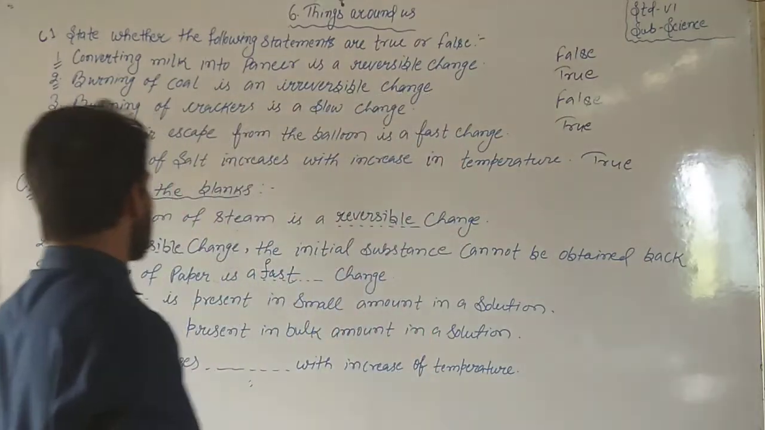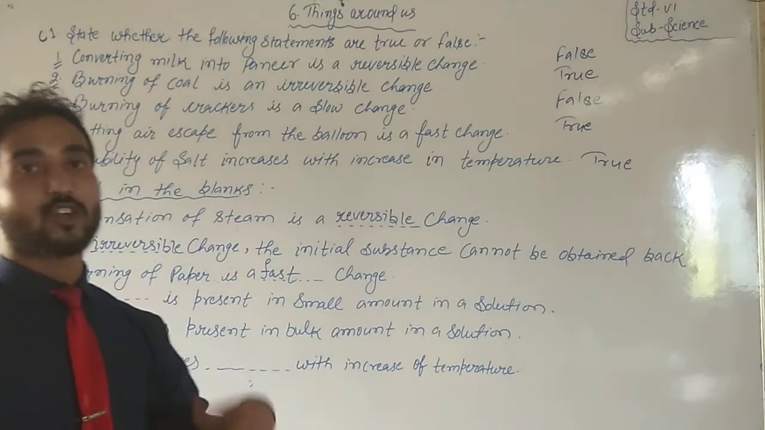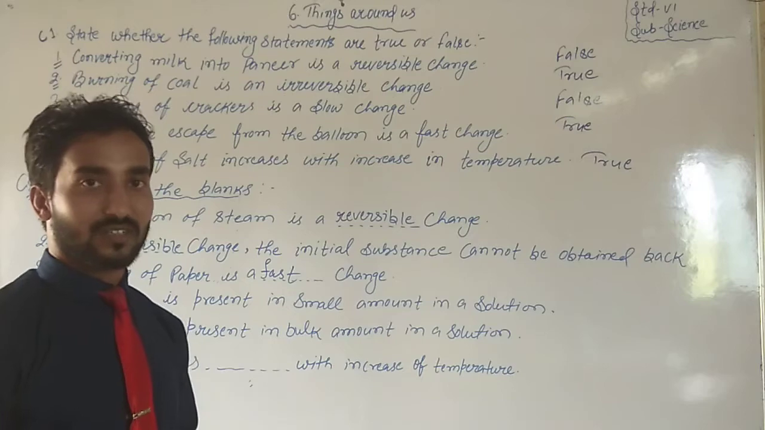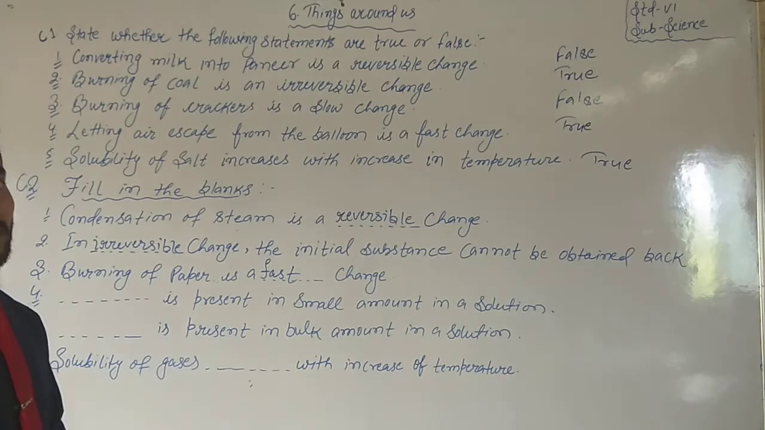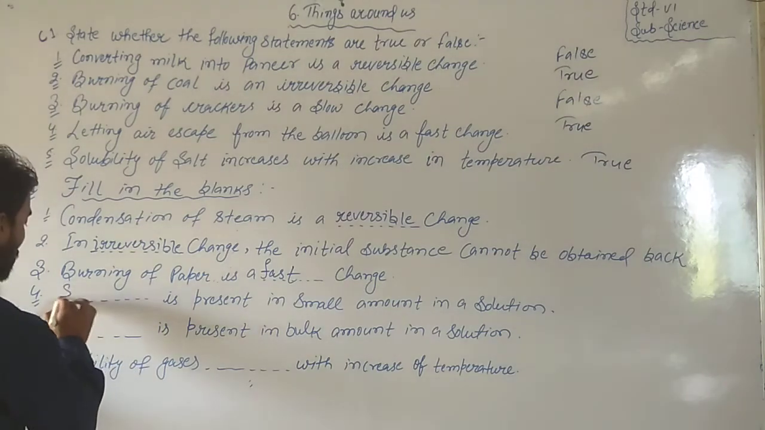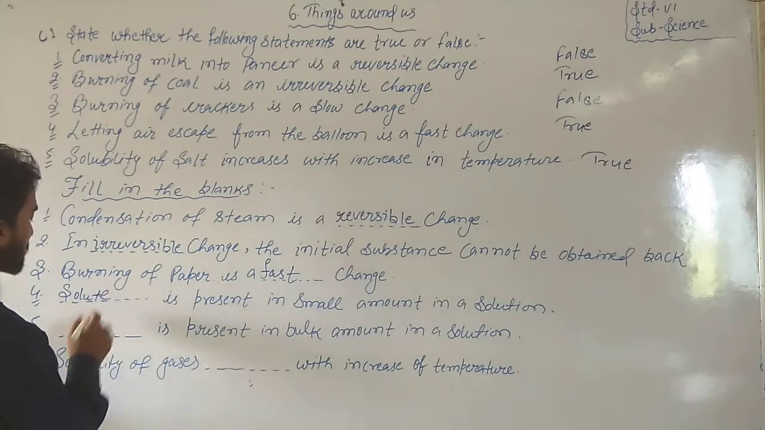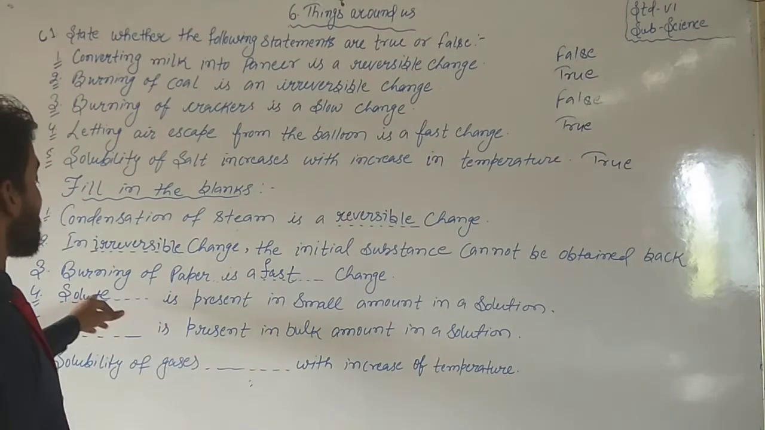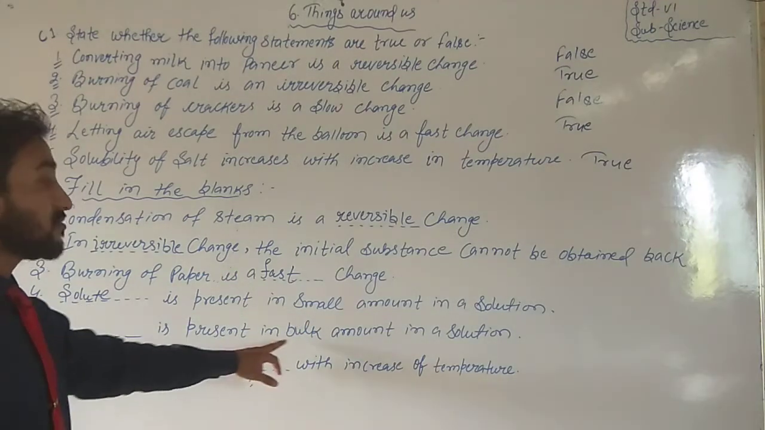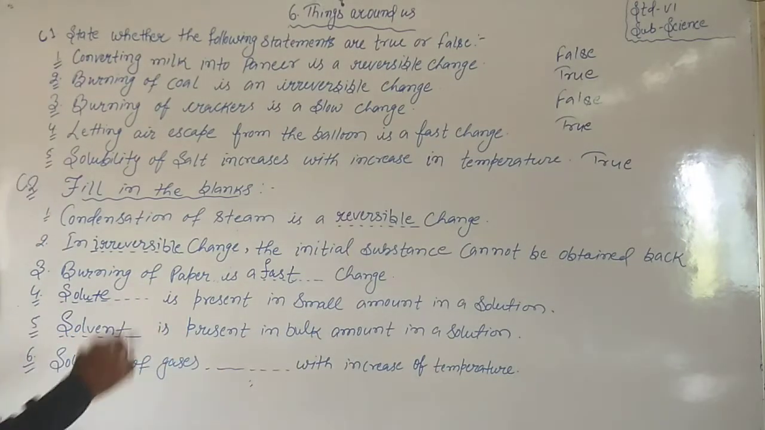Okay, see, fill in the blanks: is present in a small amount in a solution. Suppose a solution is there and you want to make a solution, what thing will be present in a small amount, solid or solvent? Exactly, solid. Solid should be in a small amount, then after it is possible to make a solution. Understood students? See, next is present in bulk amount, and if solute is present in a small amount, then which is present in bulk amount? Solvent. Exactly, solvent is present in bulk amount.